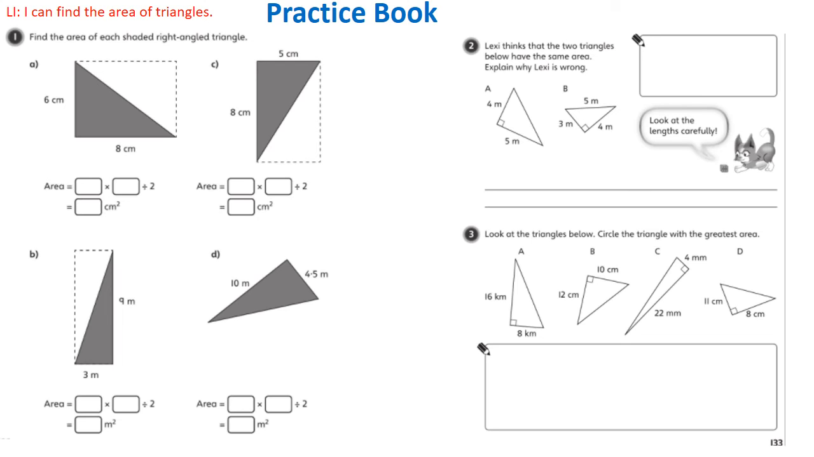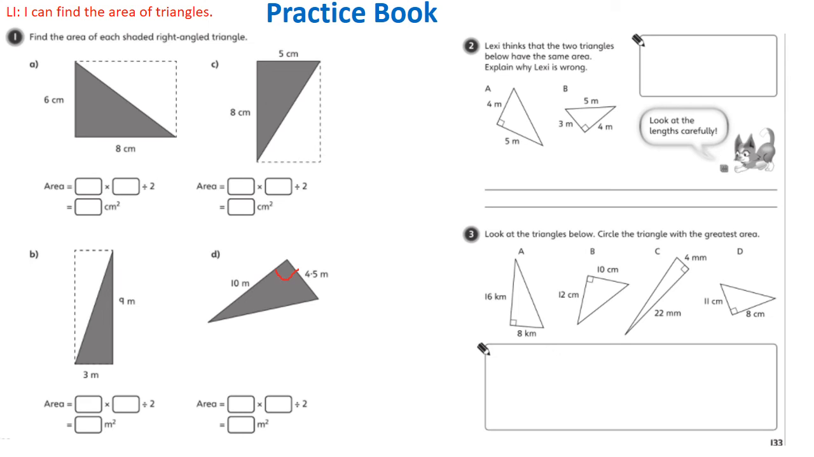Okay, into your practice book. So find the area of each shaded right-angled triangle. So it's the one side times the other side divided by 2. Again in D, just be a little bit careful where your right angle is. Okay, don't get confused with what is the base of the triangle.